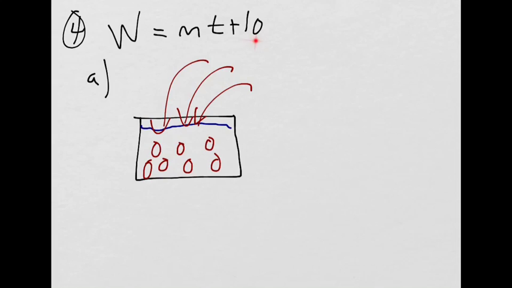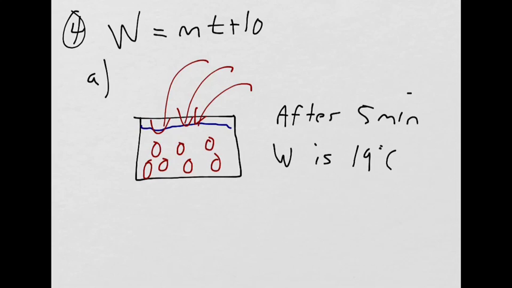What about this 10 here? What would that mean? It's 10 degrees or something. Yeah, that's the initial temperature of the water. Okay, that would be the y-intercept. All right. So it says after 5 minutes, the water temperature is 19 degrees Celsius. So somehow we need to use that information to find out our slope, m.